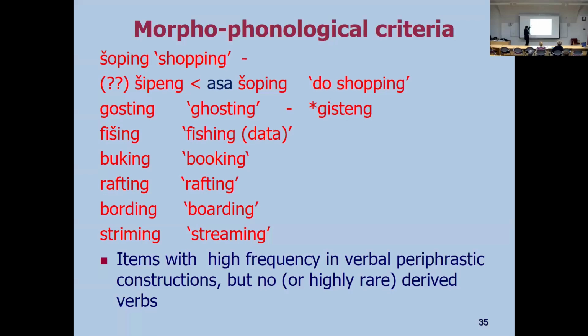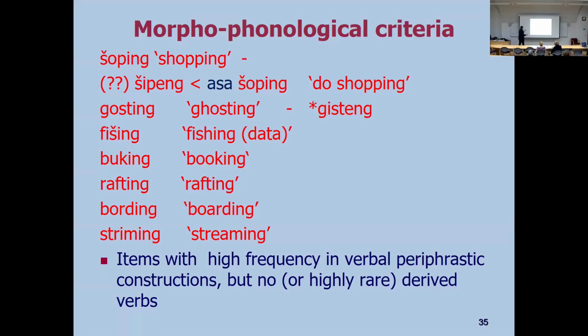And here I have many other examples of words which were borrowed from English with -ing and are highly frequent in periphrastic constructions, but don't have derived verbs. So ghosting, like to ghost on Facebook or something. So we don't have gisteng. To do fishing, to do booking, to do rafting, to do boarding on an airplane, to do streaming. They're all found with the verb asa, with the periphrastic construction, but not with verbal counterparts.